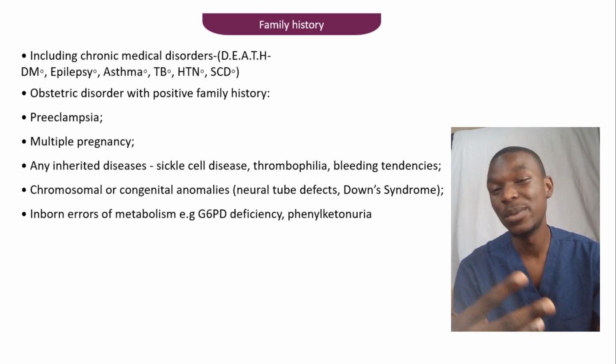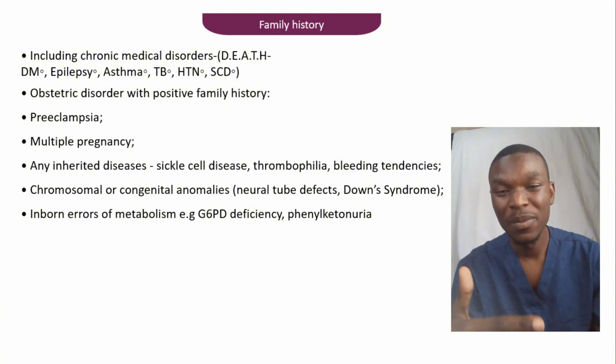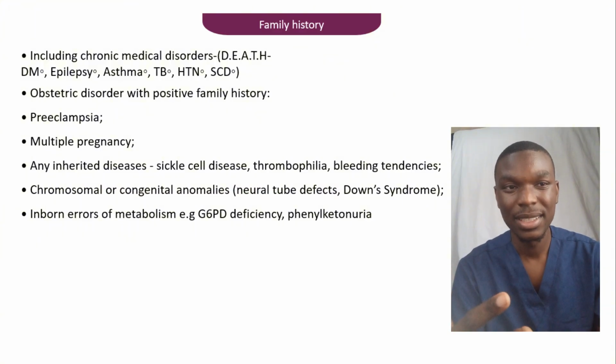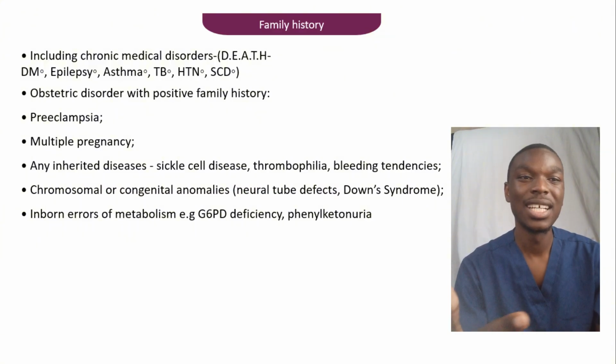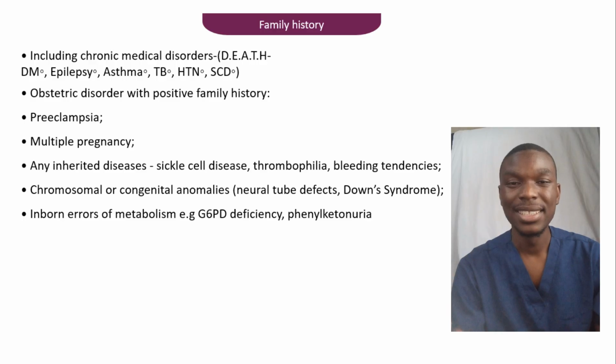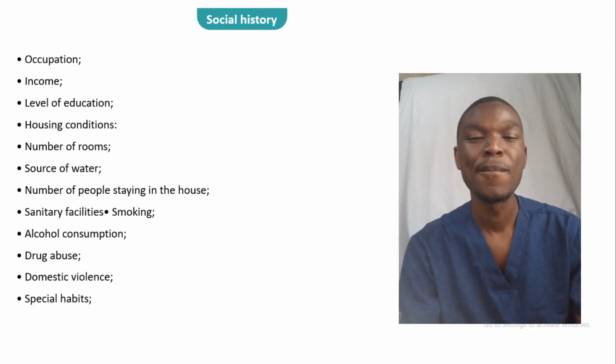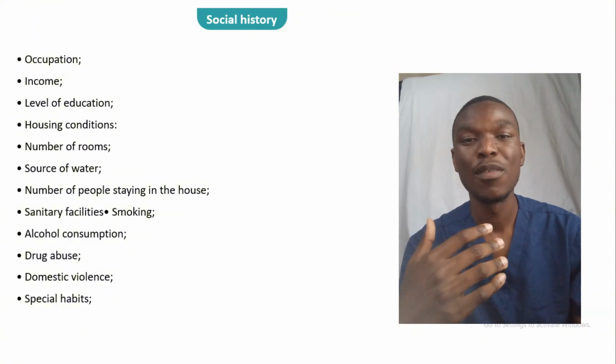So she's likely going to have twins, so you want to also investigate and plan for that. And of course, other hereditary diseases like sickle cell, you need to ask all those things. Then you move to social history.